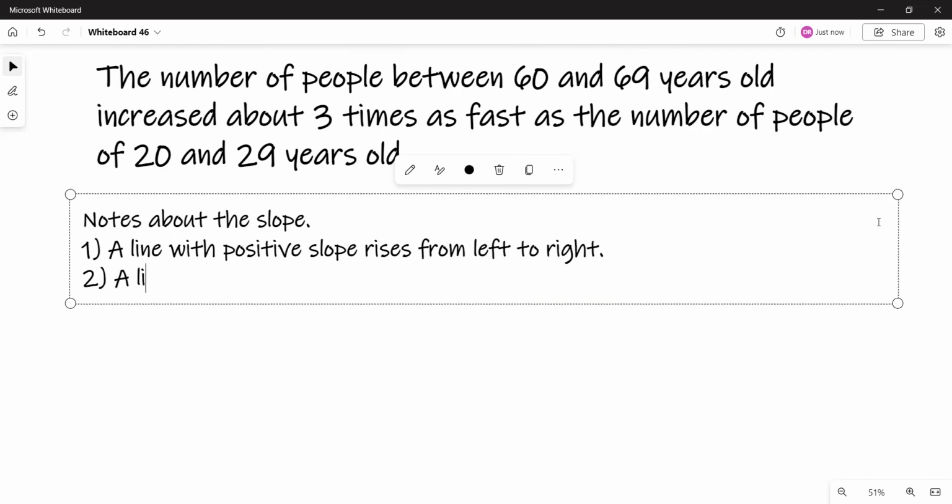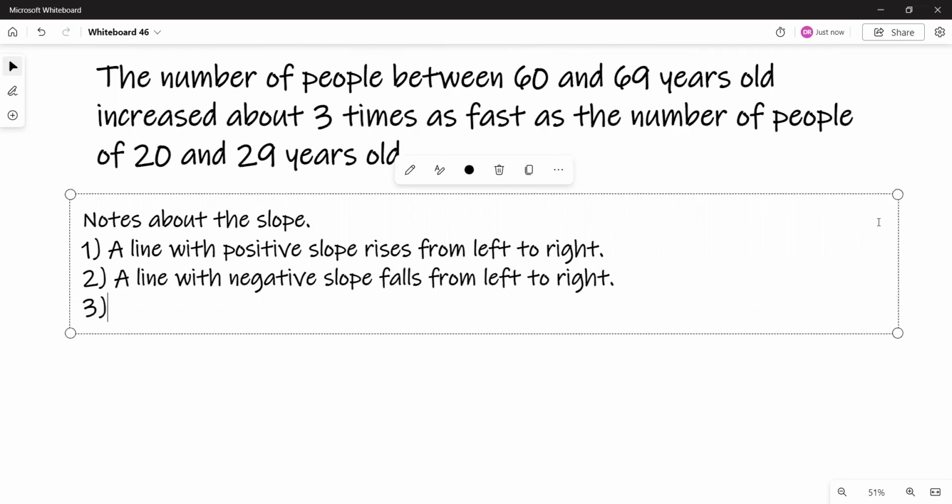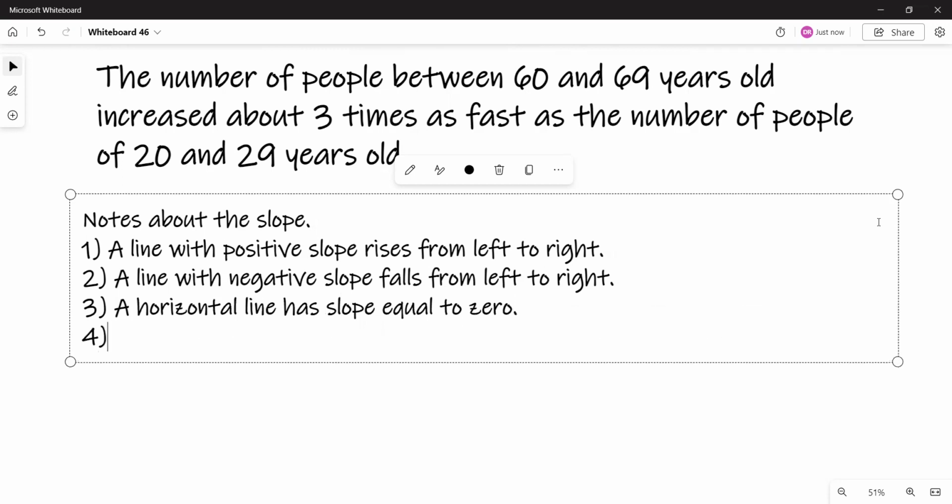A line with negative slope falls from left to right. So the rise and the run have opposite signs. A horizontal line has slope equal to 0. And number 4, the slope of a vertical line is undefined.